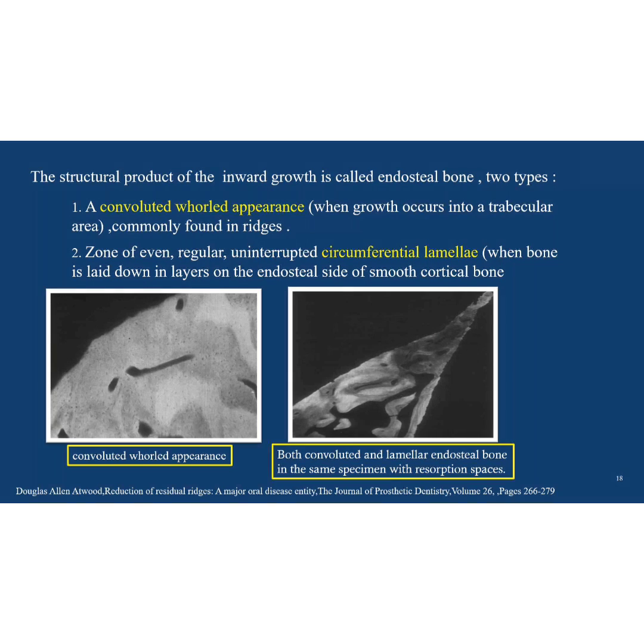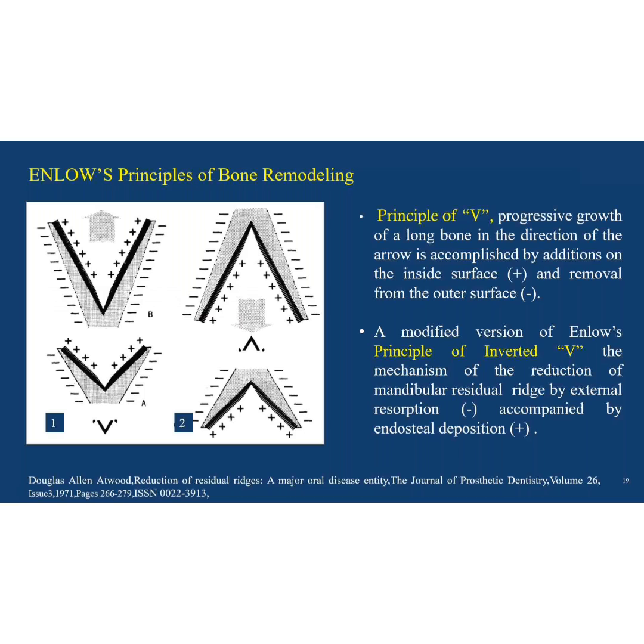It is of 2 types. A convoluted whorled appearance. This happens due to the compacting of the trabecular bone by deposition of layers of new bone on the old trabecular bone. Or circumferential lamellae. This happens when the bone is laid down in layers on the endosteal side of smooth cortical bone. So in the first picture, we can see the convoluted whorled appearance, which is commonly seen in the residual ridges. And there was a study conducted where both convoluted and lamellar endosteal bone was found in the same specimen with resorption spaces.